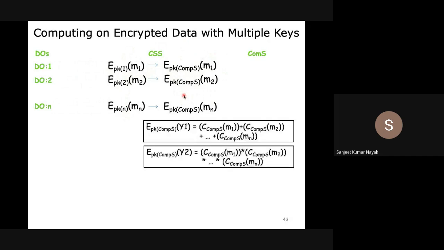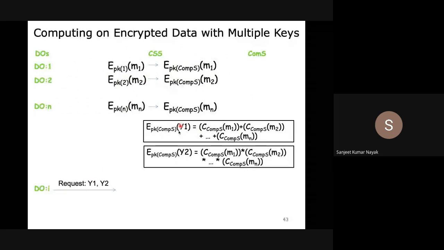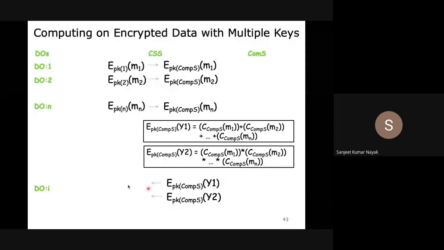Now if I do any operations over them, I can easily multiply because all the data has the same key. And how did we do it? We did it using the proxy re-encryption mechanism. Then if any data owner wants to find the solution, the data owner will request Y1 and Y2, that is the result of the computation. Then the cloud server will take the result encrypted with the computation server key and reconvert it to data encrypted with the public key of the individual data owner.